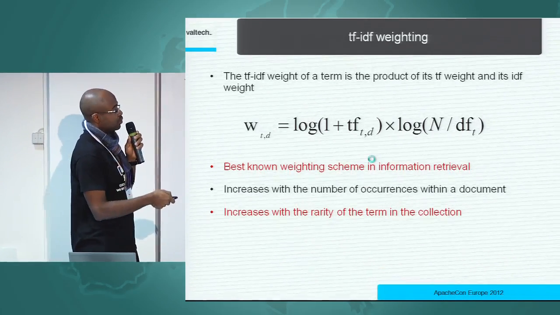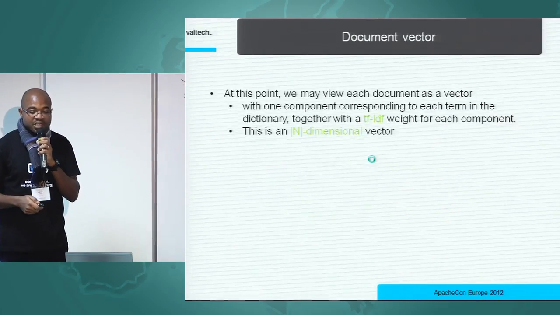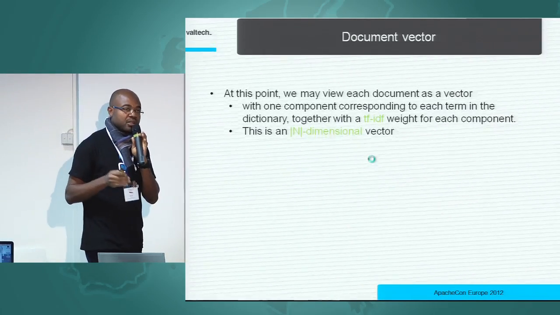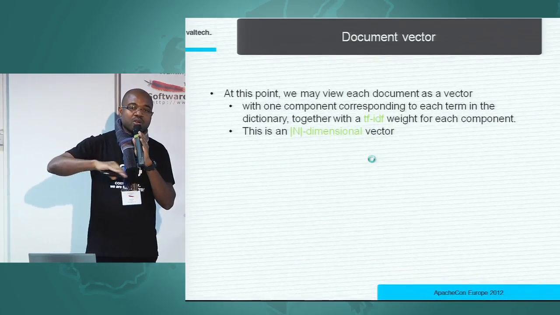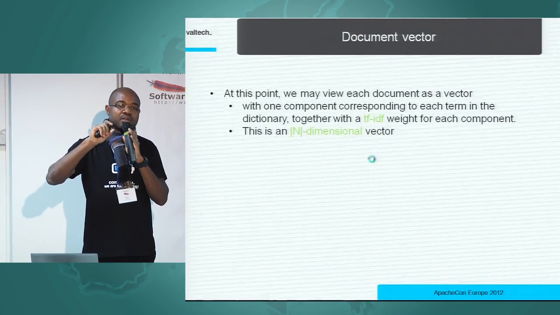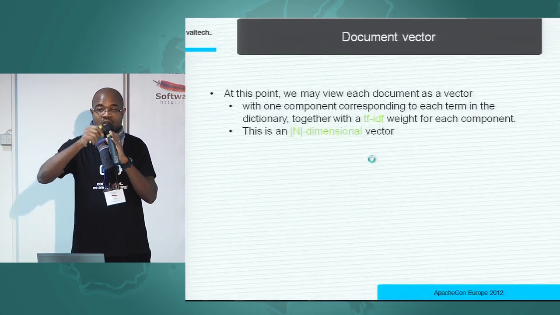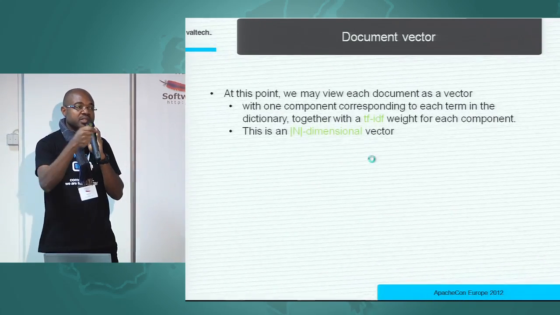So if you have rare terms occurring multiple times in a small number of documents, you will have a very good score for that document. So at this point, we may view each document as a vector. In a vector you have many components, and the value of the vector at each component will be the TF-IDF weight.